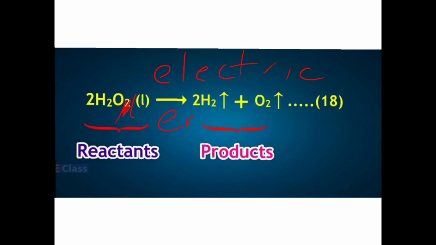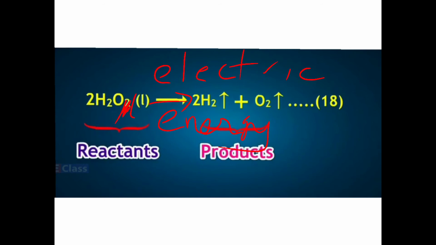energy. So above the arrow you are going to write down electric energy. This is the correction you have to do in this equation in your textbook also if it is not printed.